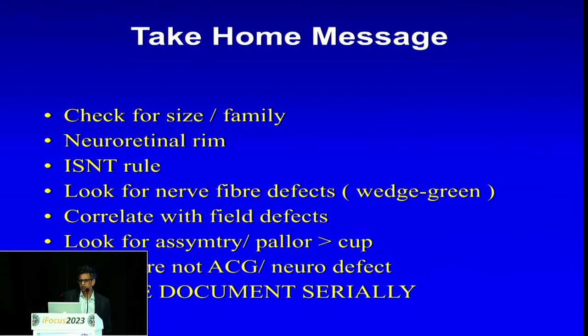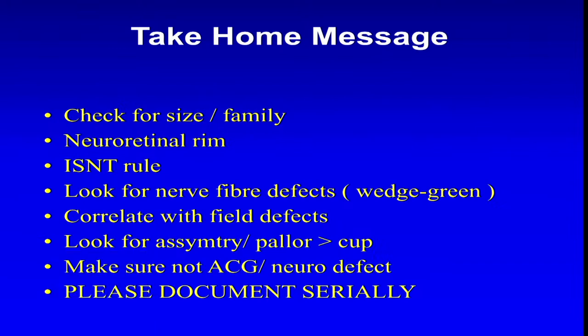So what is the message? Check for size, family history, neuroretinal rim, not the cup, neuroretinal rim. Isn't rule yaad rakhna hai? Look for nerve fiber defects in a green filter or a red-free filter. Correlate with field defects. Look for asymmetry. There is no single finding in glaucoma that is all done. Okay, saari cheezein tumhe dekhni hain. Pressures ka kya haal hai, field ka kya haal hai, disc ka kya haal hai, OCT ka kya haal hai, patient ki family history hai ki nahi, what is the diurnal variation. So no single finding can give you a complete picture.